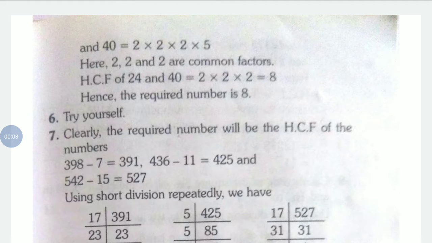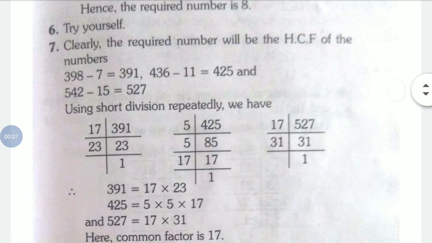As fifth and sixth are same, so I will explain you the seventh example. In the seventh example, it is given: find the greatest number which divides 398, 436 and 542, leaving 7, 11 and 15 remainder respectively.